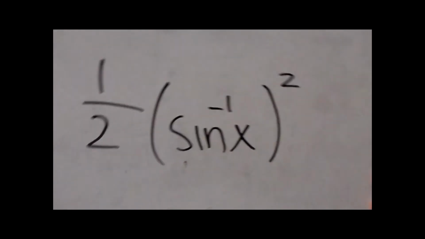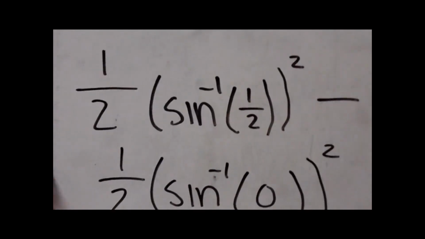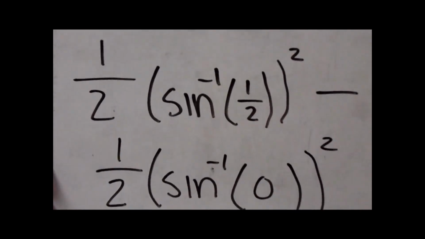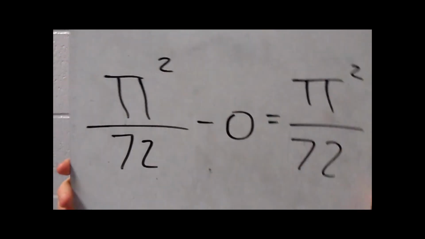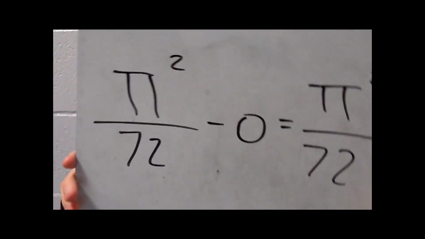Then we just plugged back in for u. Substituted into the equation the upper bound of the integral. Then from that we subtracted when the lower bound was plugged into the equation. It simplifies to pi squared over 72 minus 0, which equals pi squared over 72.